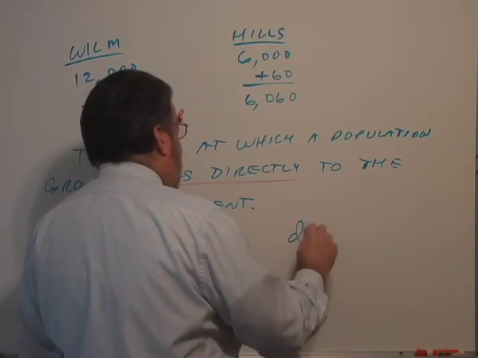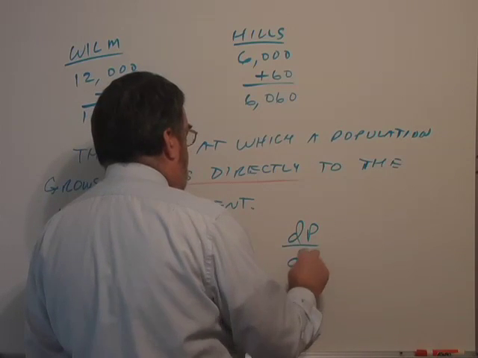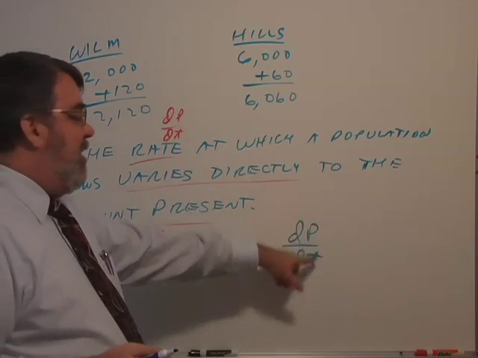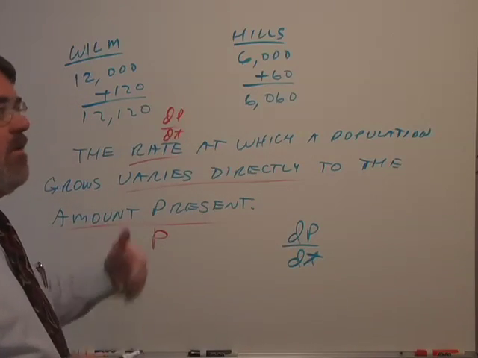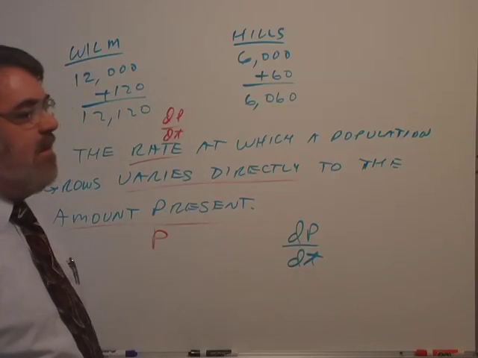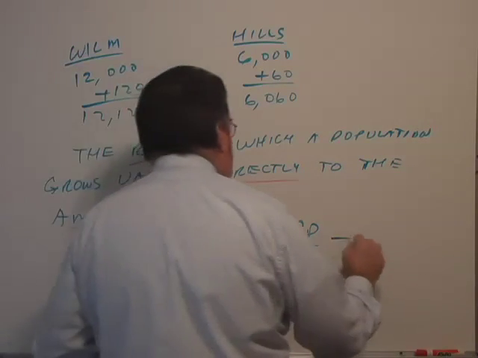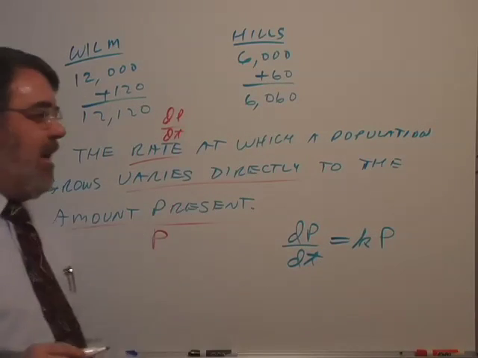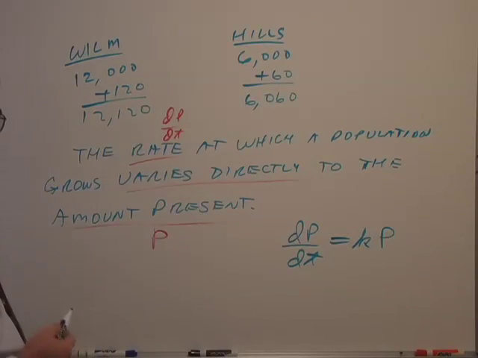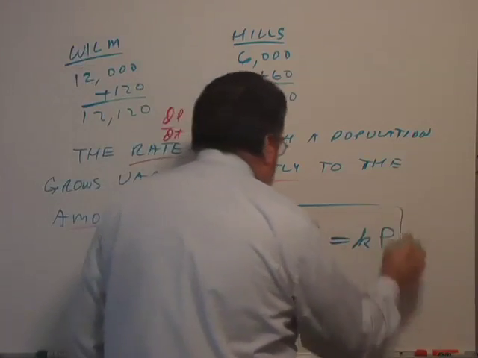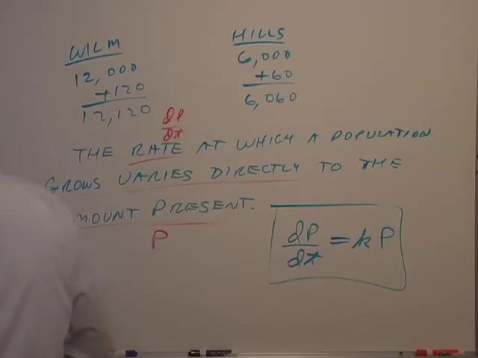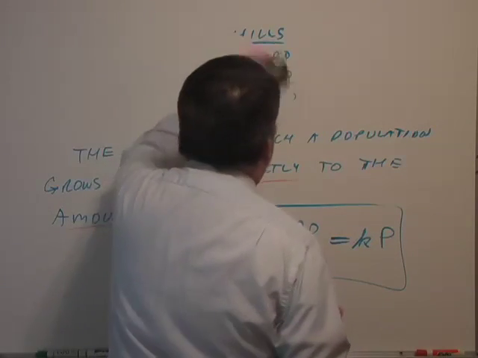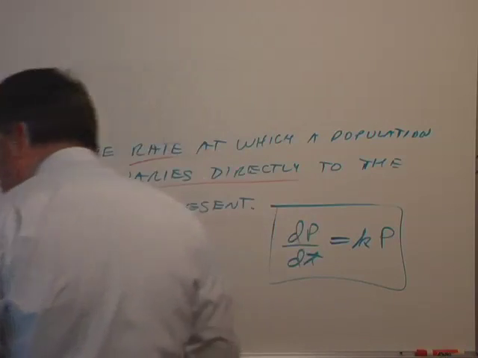But this rate, which symbolically in calculus we write this way, means the derivative of the population with respect to time, or the rate of change with respect to time. That is how you interpret these symbols. It varies directly to the amount present, so it's equal to some constant k times the amount present. So here's the equation of variation, and it takes calculus to solve that. The solution is a formula that you need to know for this section.